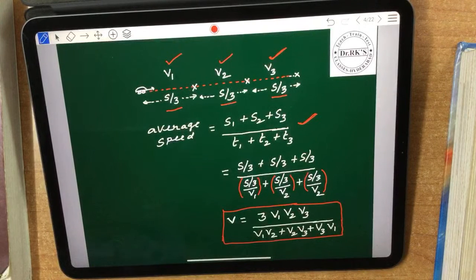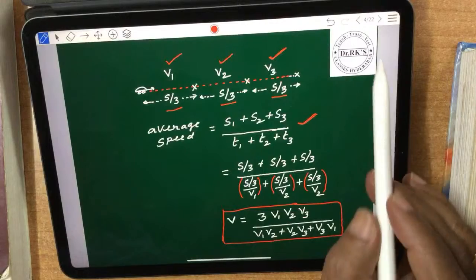In the NEET, generally, 50% of questions are at this level. 50% of questions in the NEET are this level, and CET also the same level. Of course, for IIT JEE, I will show how the questions look. So this is a CET and NEET level question. Okay? Fine.